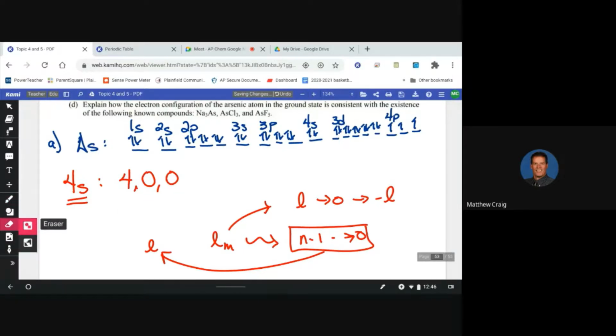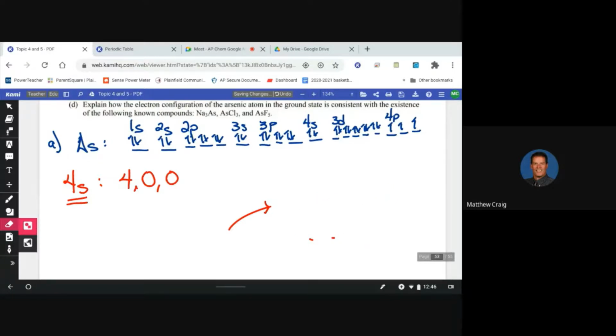Why is l 0? Because there is only one orientation. I'm talking about the second one. Then why is it 0? Because 0 represents an s orbital. We're talking about an s orbital. All right, and then plus 1/2 or minus 1/2? Yes, it could be either. Okay. Since I'm positive, I'll put that one.